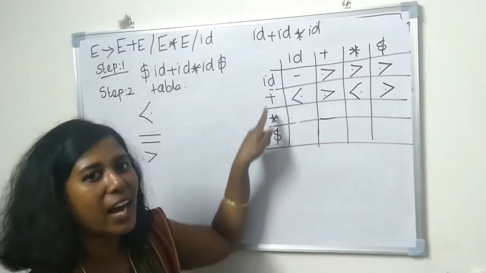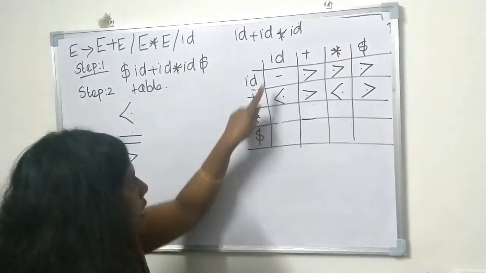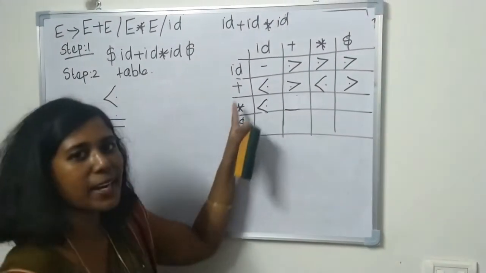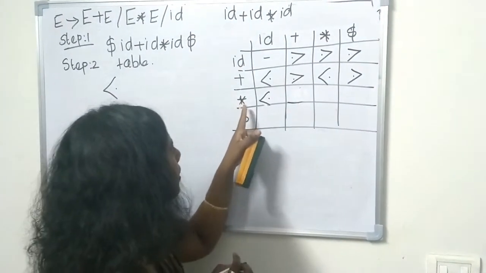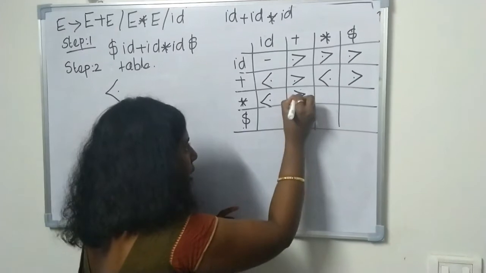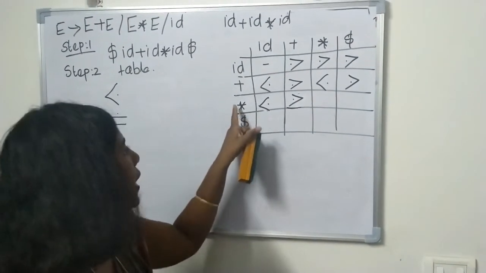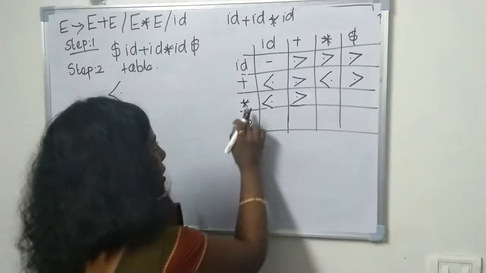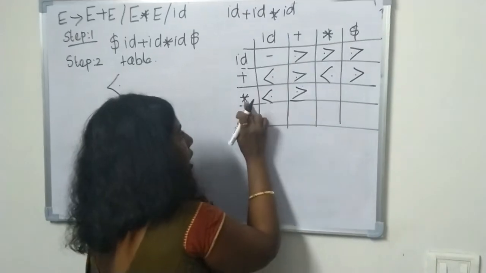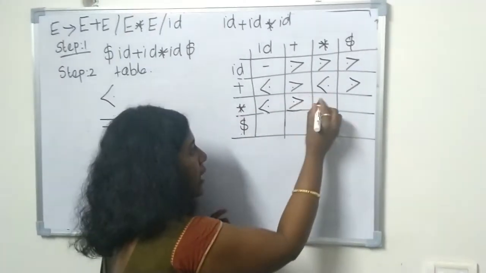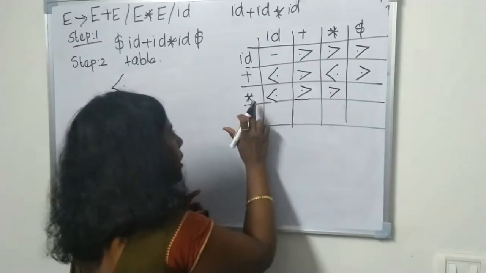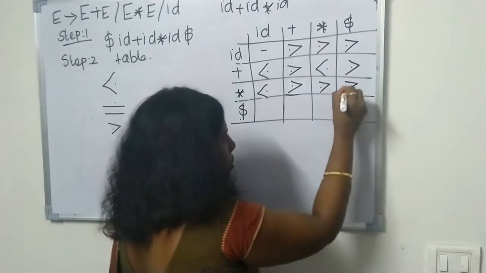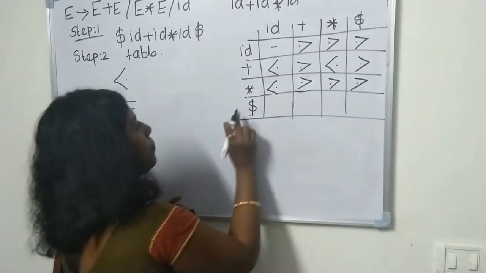Now star and ID. Star has less priority than ID, so I am writing less than. Now star and plus. Star has greater priority than plus, so I am writing the greater than symbol. Again, here is star and here is star. If there is the same symbol, star and star, always this star will have the highest priority, so I am writing greater than. Now star and dollar. Star has higher priority than dollar, so it is the greater than symbol.